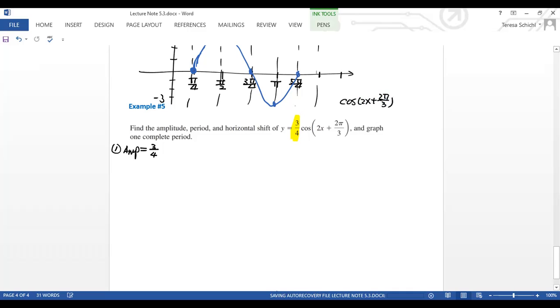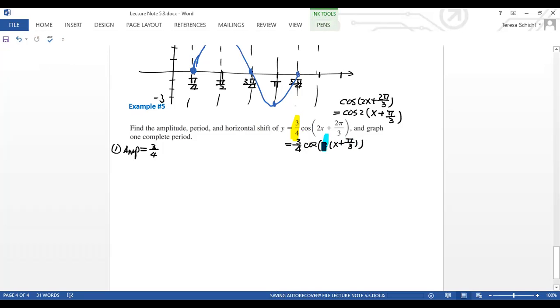I need to have x plus or minus something, right? So I can factor the 2 out. Then this is x plus, and if you factor the 2 out, what is here? This is pi over 3, right? So now I can change this to 3/4 cosine of 2 times x plus pi over 3. Okay, so now I can do here.